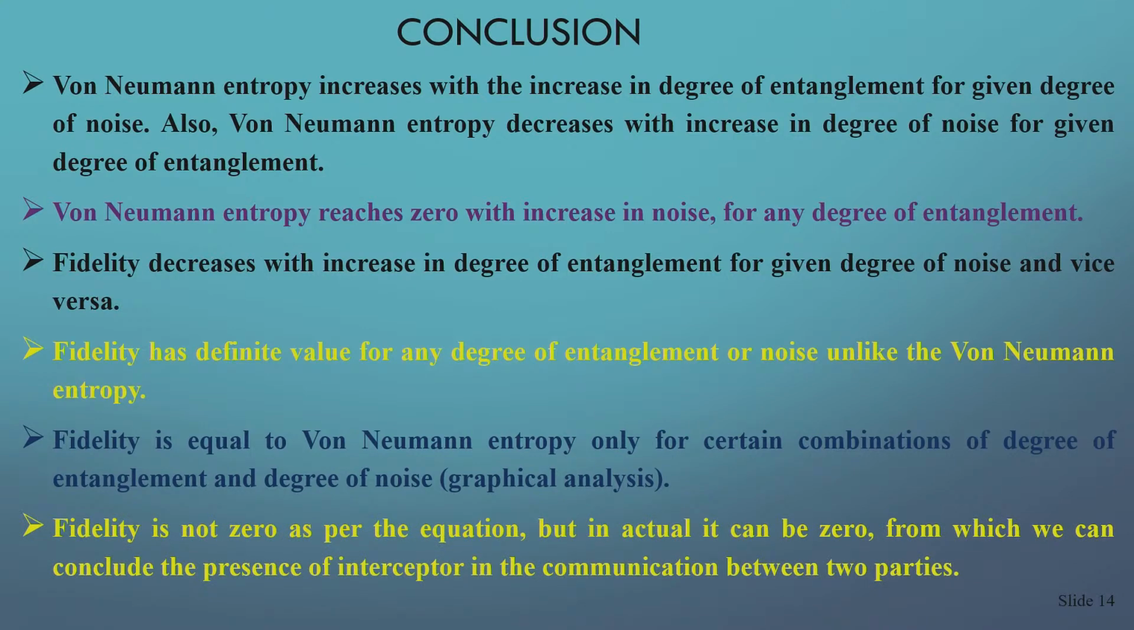In any communication there would obviously be noise, but we like to ensure the security of any communication channel. In a quantum communication channel, what if a third party is trying to steal that information? If Alice and Bob are communicating, then the fidelity will go to 0. But how will we define whether fidelity is 0 due to noise or due to some interceptor? According to our equation, fidelity has some finite dependence on degree of entanglement. It is not exactly 0 in any case. So as per our conclusion, fidelity is not 0 due to noise. It is 0 due to some interceptor. Thank you.